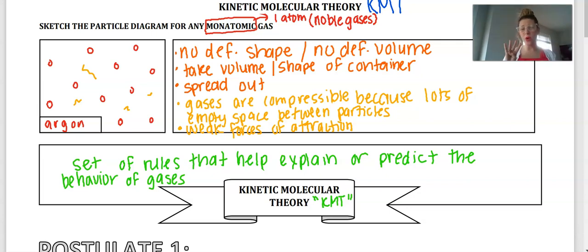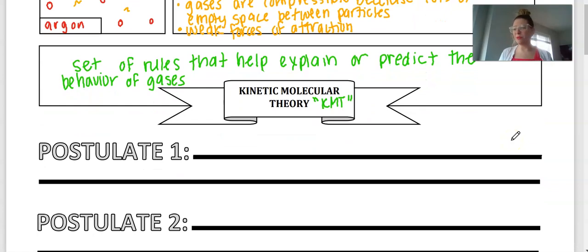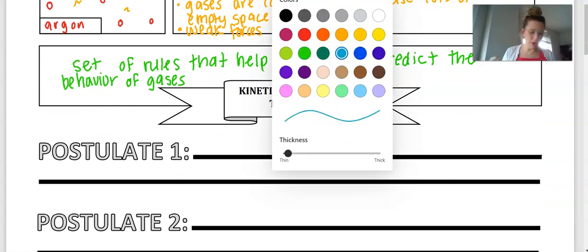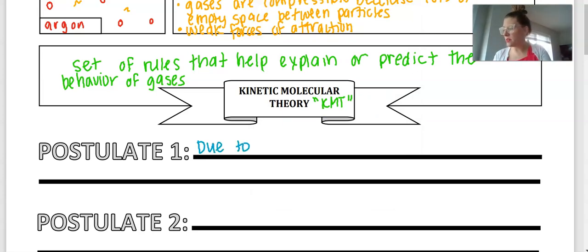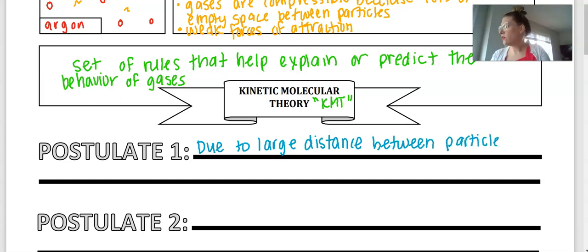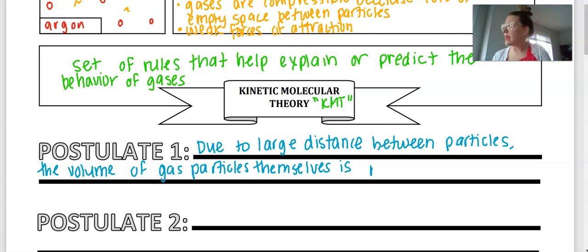Now we're going to go through a series of 4 postulates. That's a fancy word for just saying a rule, right? We said this is a set of rules. So 4 rules or 4 postulates that help us explain the behavior of gases. Let's jump to postulate number 1. Due to the large distance between particles, the volume of the gas particles themselves is negligible.